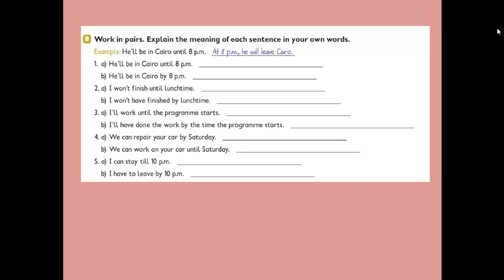Number 4, we can repair your car by Saturday. So your car will be fixed, will be repaired, and ready for you to collect on Saturday. Number B, we can work on your car until Saturday. When Saturday comes, we won't have any more time to work on your car.